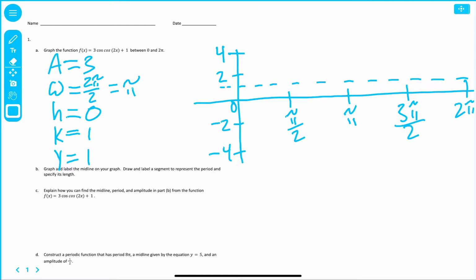Now we can graph it. This is a cosine function, correct? So where are we going to start at for our cosine? If we're going to start on the y-axis, we're going to start at the very top, right? Where will the very top be? At 4, yeah, because our amplitude is 3. So if we go up 3 from the midline, it's going to start at 4.